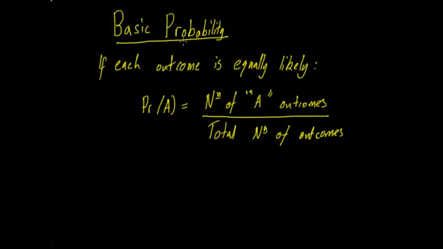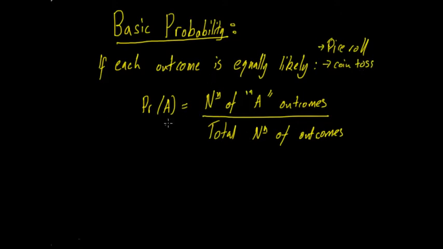Hey guys, so today we're going to be talking about some basic probability, doing some questions, as well as talking about independent and mutually exclusive events. So, this is what we do. If each outcome is equally likely for a scenario, so this could be a dice roll, such as the chance of each of the sides equal, or a coin toss. So all these things, each outcome is equally likely.